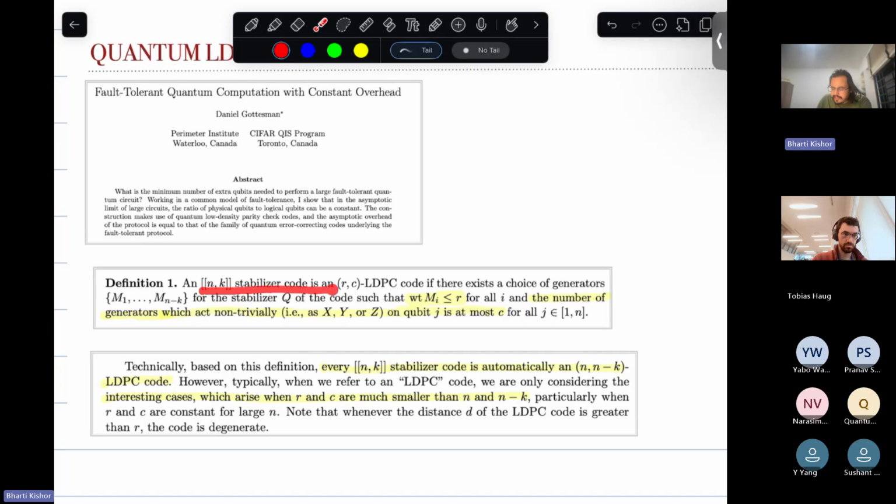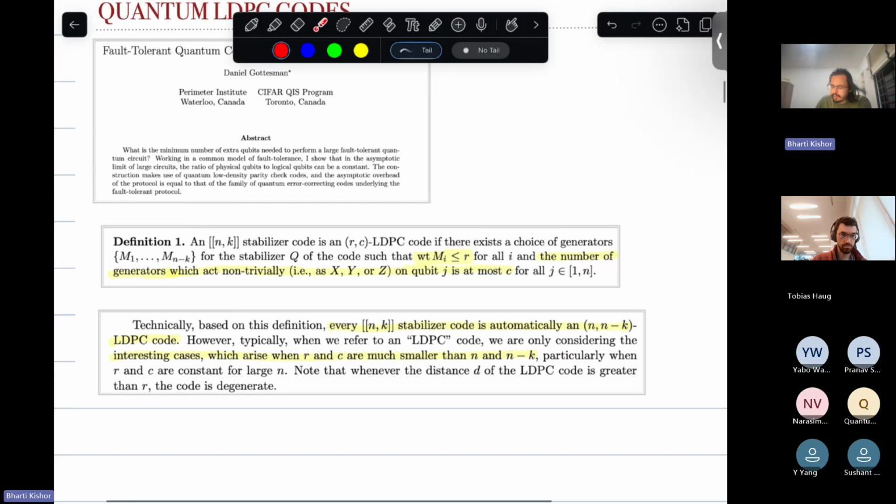Okay. So here is a more rigorous definition that I have added of a quantum LDPC code. It says that an [[n,k]] stabilizer code is an (r,c) LDPC code if there exists a choice of generators for the stabilizer group, such that the weight of each generator is upper bounded by r, and the number of generators which act non-trivially on qubit j is at most c. So these two parameters r and c define this (r,c) quantum LDPC code.